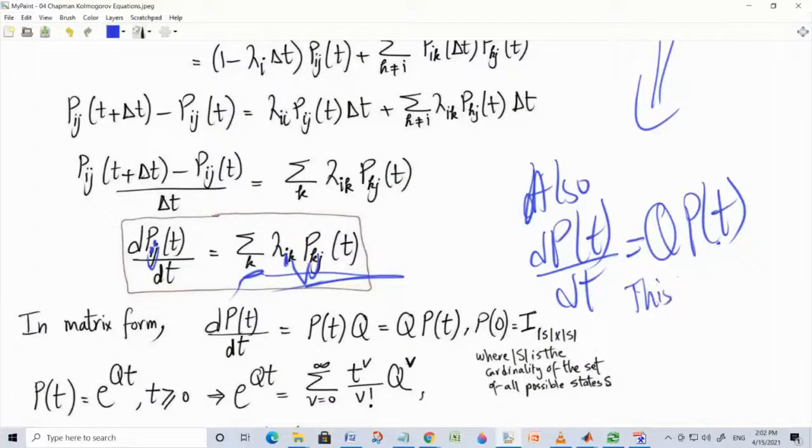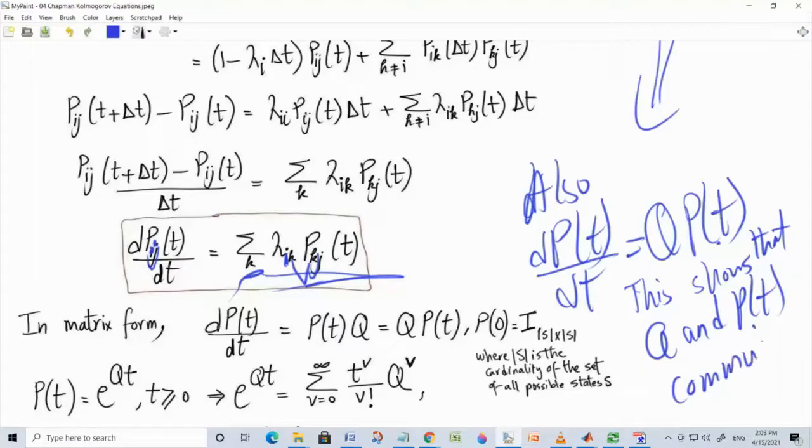This shows that Q and B of t commute. We know generally for matrices, if you have the class of n by n matrices, then AB is not necessarily equal to BA, but our proof actually shows that B of t Q is equal to Q B of t. So changing the order, putting one first before the other, will not change anything in our case here. So we say that these two matrices, P of t and Q, they commute.